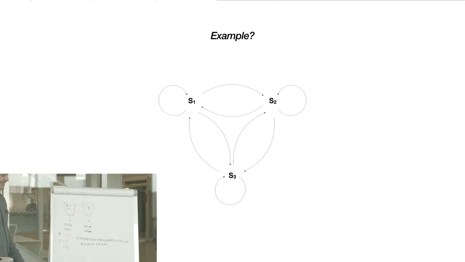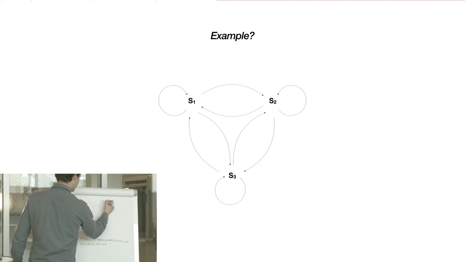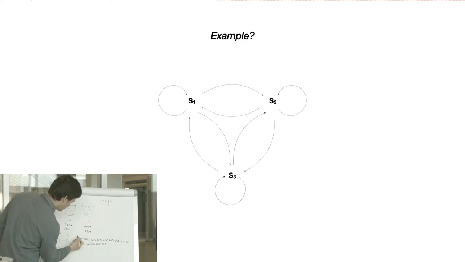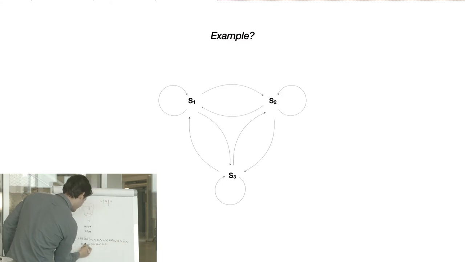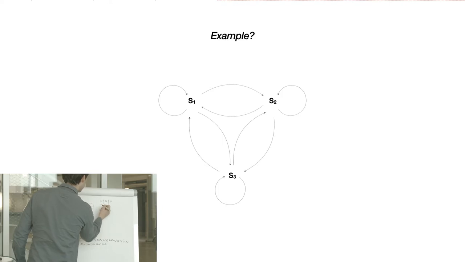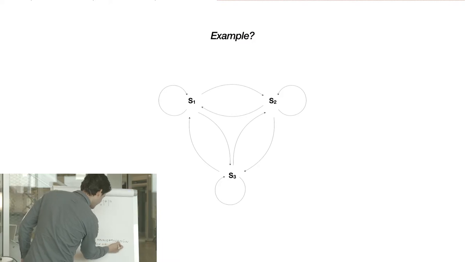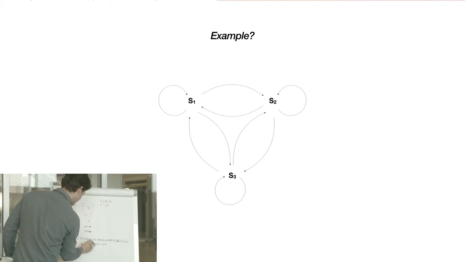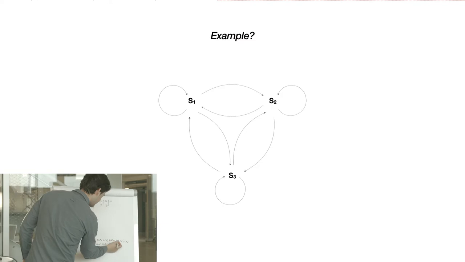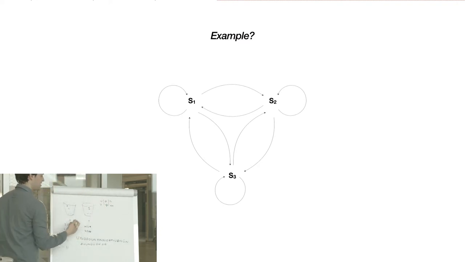Okay, first step: statistically, how many of each do we have? U, D, N. How many U's do we have? One, two, three, four, five, six, seven. Seven U's. D: one, two, three, four, five, six, seven, eight, nine. And N: one, two, three, four, five, six, seven, eight, nine, ten, eleven. This is our statistics.